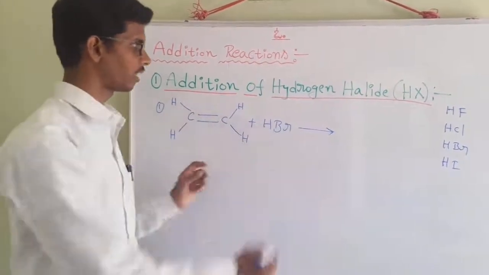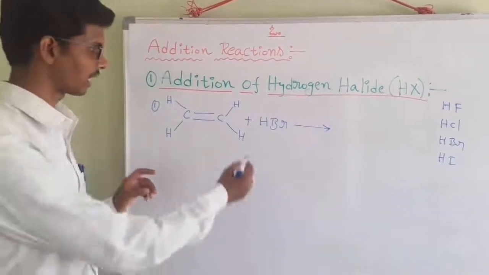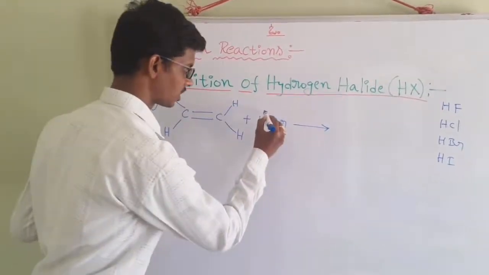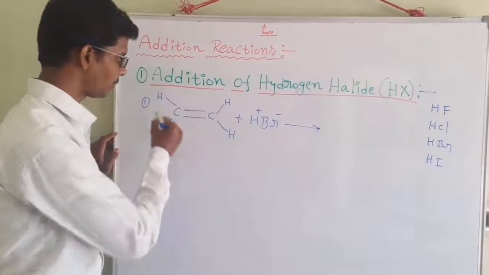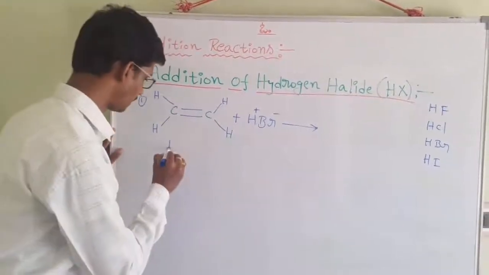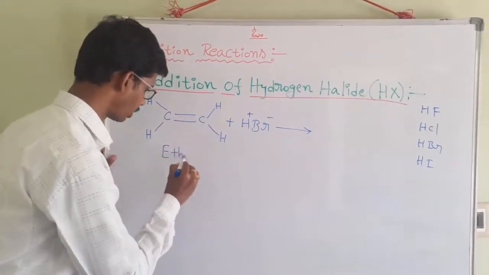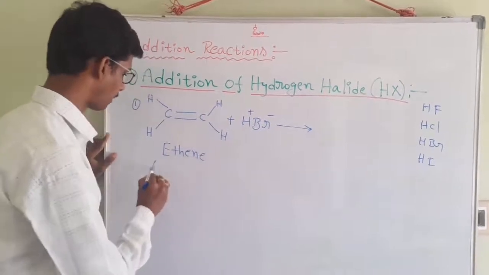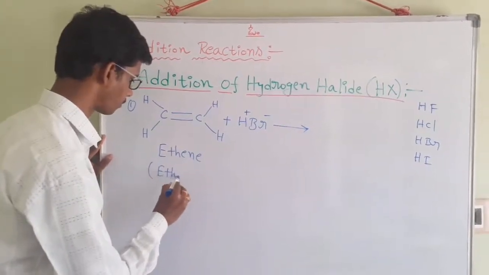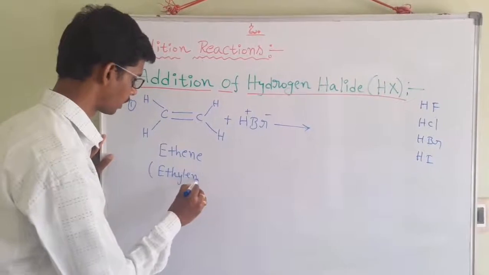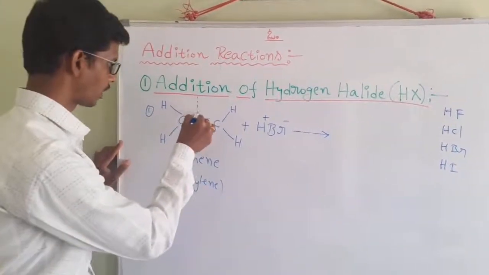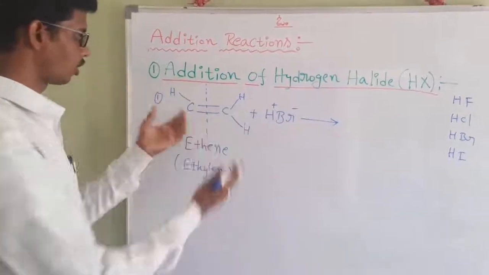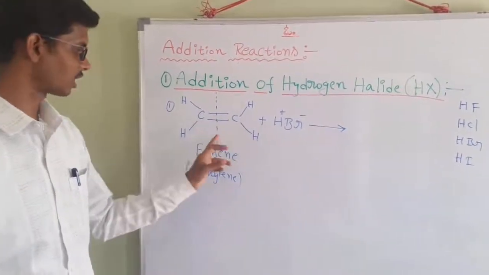To that you add hydrogen halide. Here, what reaction takes place? HBr dissociates into H plus and Br minus. This is a symmetrical alkene. What is its name? Ethene. The IUPAC name is ethene and the common name is ethylene. This is a symmetrical alkene because we can divide it into two equal parts. That's why it is called a symmetrical alkene.